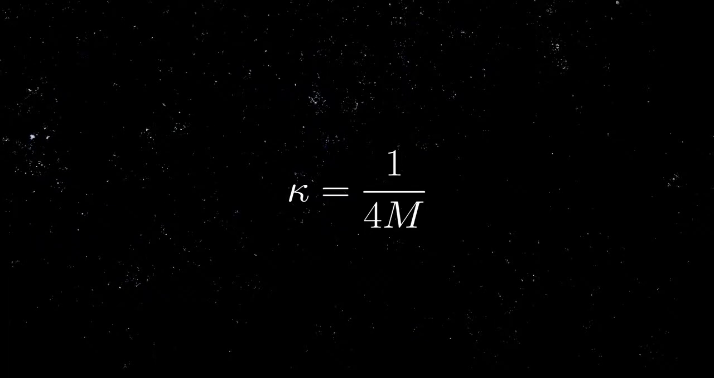The surface gravity of a black hole is proportional to 1 over 4M. You recognize this, right? The surface gravity is inversely proportional to the mass of a black hole. So small black holes have high surface gravities, and big black holes have small surface gravities. This will become important shortly.